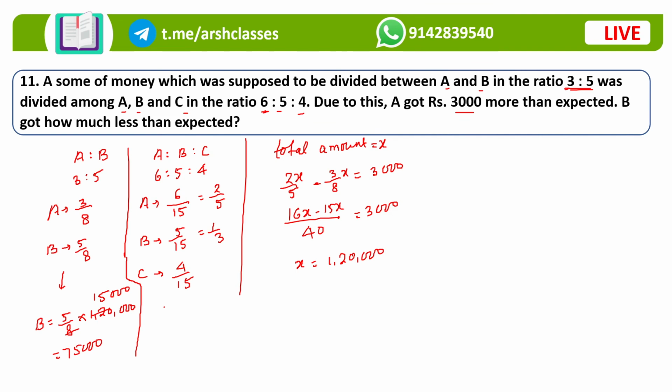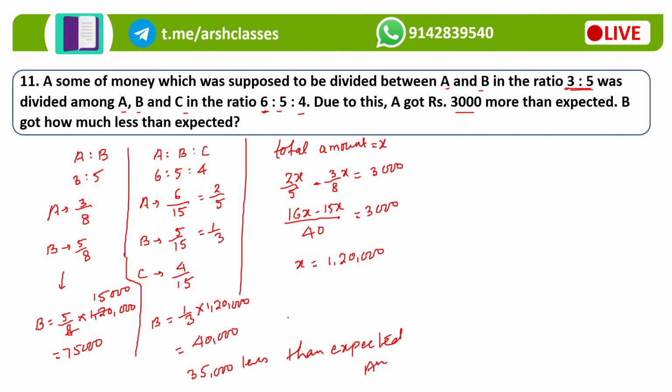And whatever B got here is 1/3 of the same number, that is 120,000, which you can say 40,000. So B got 35,000 less than expected. 35,000 less than expected. And yes, this is your answer. Right, are you getting this? This is correct.